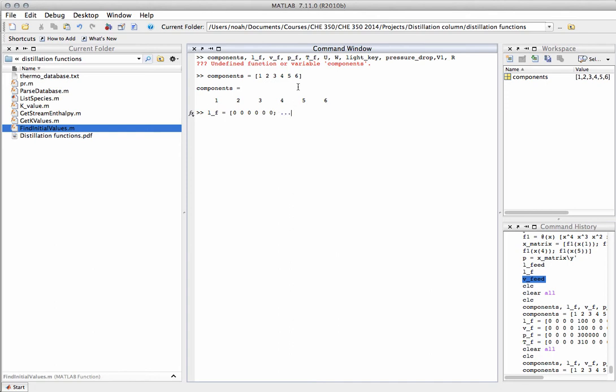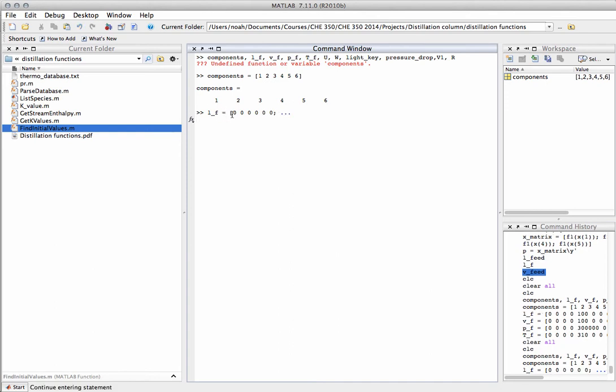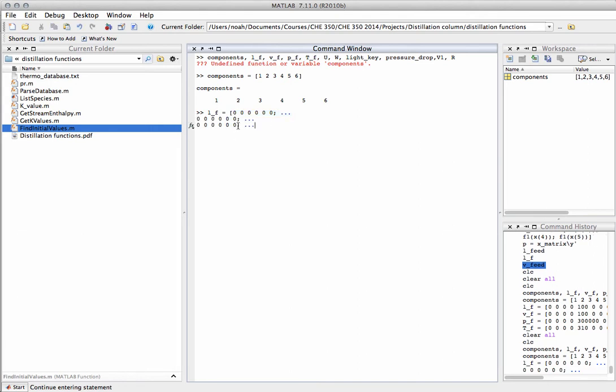Okay? Same thing for the next row. I'm using the ellipses notation here just to put everything on a different line so that it all stays clear. All right, so that's the first row, second row, third row, fourth row. The fifth row now I have a feed. So let's say I've got 10 kilomoles per hour of every component. The unit on LF is kilomoles per hour. So I'll do 10, 10, 10, 10, 10, 10.